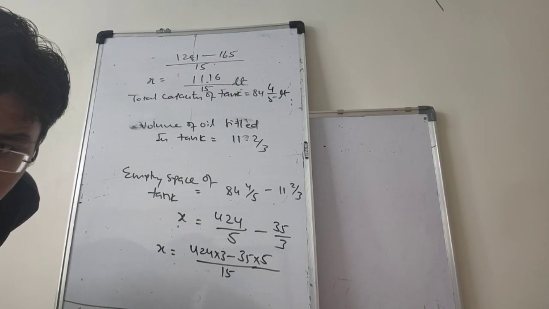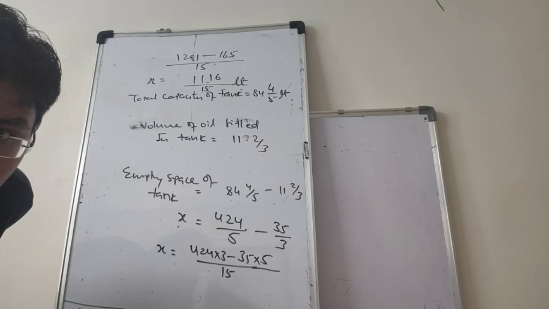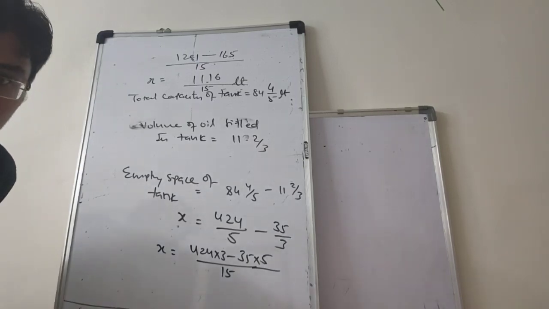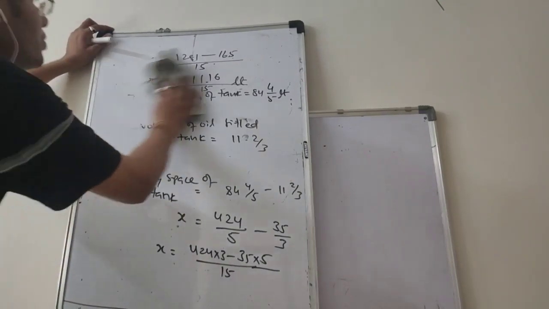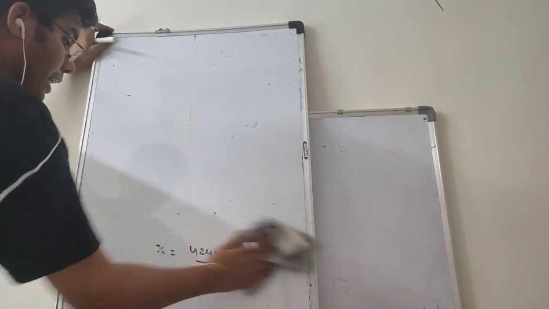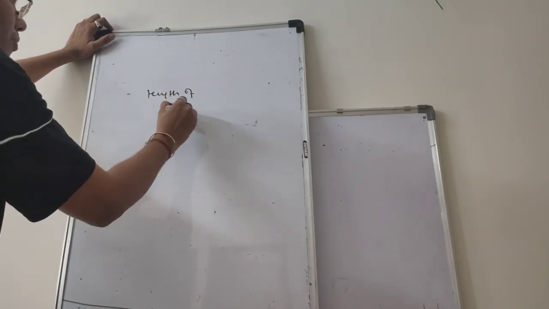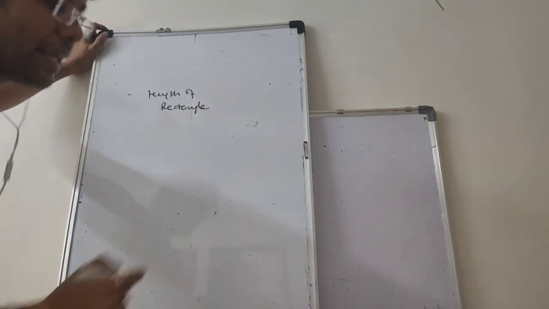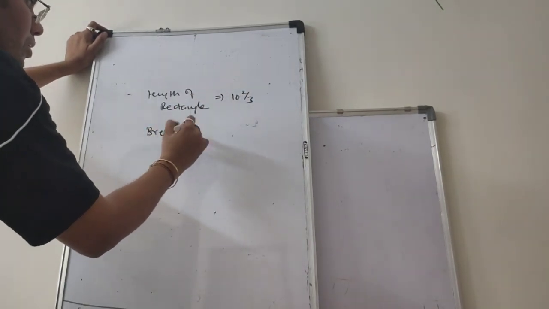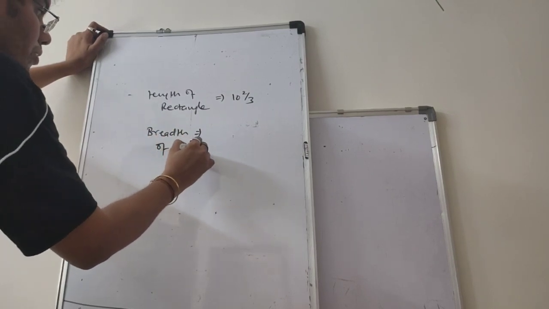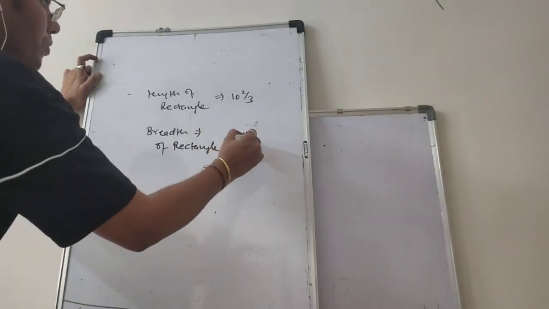Okay. Now the next question. Find the area of a rectangle whose length is 10 2 by 3 and the breadth is 9 3 by 4. Find the area of the rectangle whose length is given, that is 10 2 by 3, and breadth 9 3 by 4.